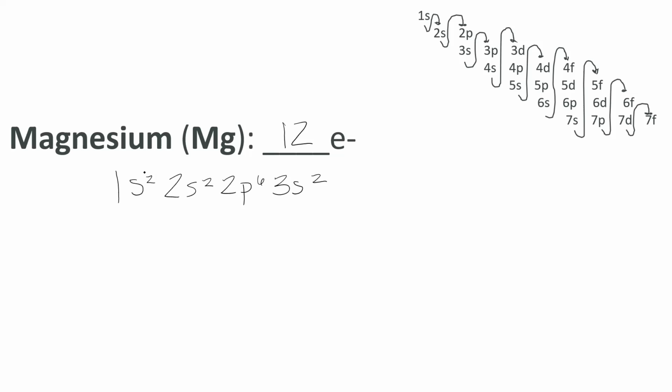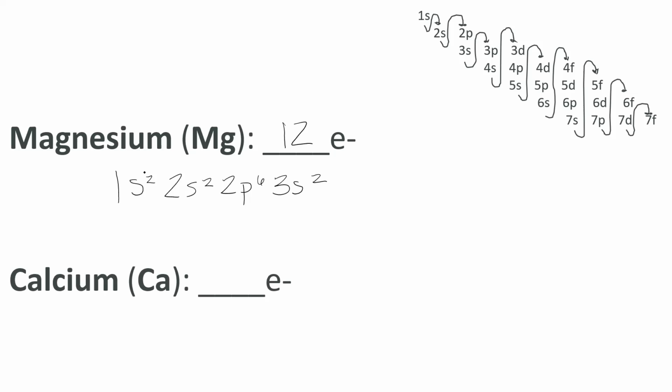If you're not getting that, I would say you're probably skipping around or you're forgetting to fill. You have to remember S can hold 2, P can hold up to 6, D can hold up to 10, F can hold up to 14. You have to fill those before moving on.